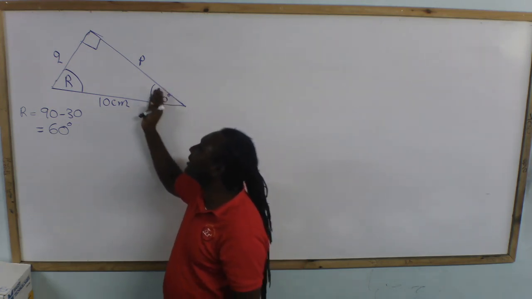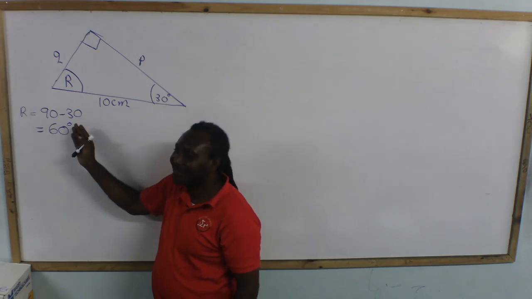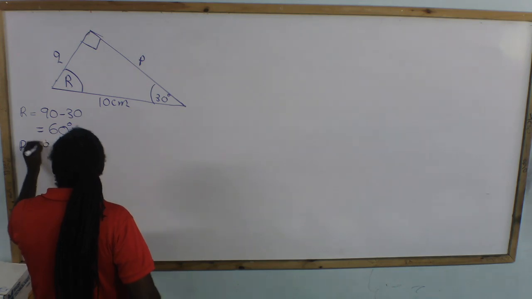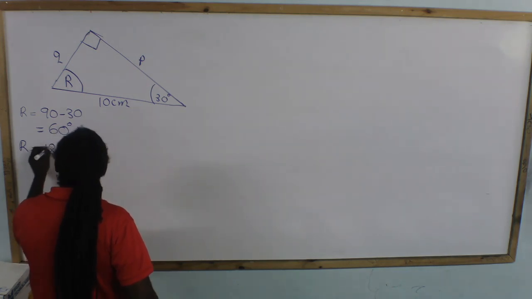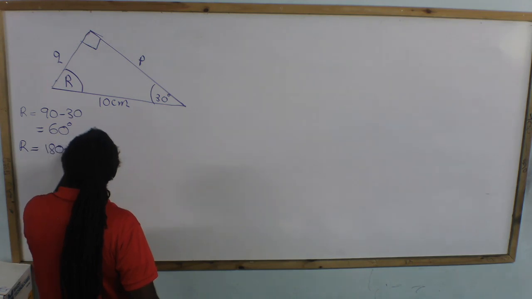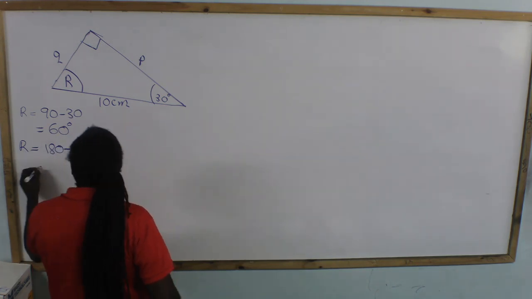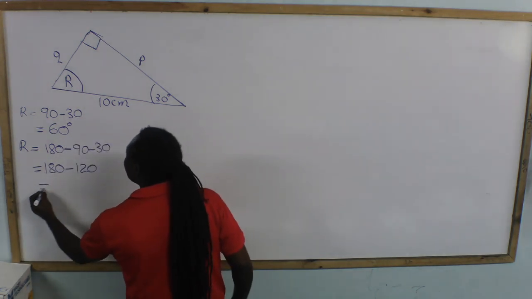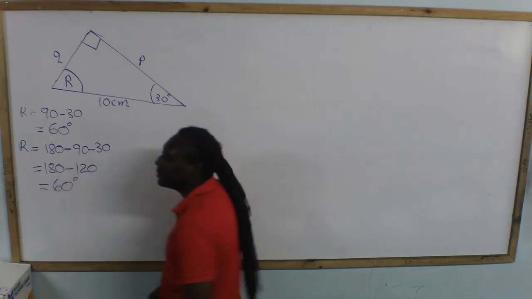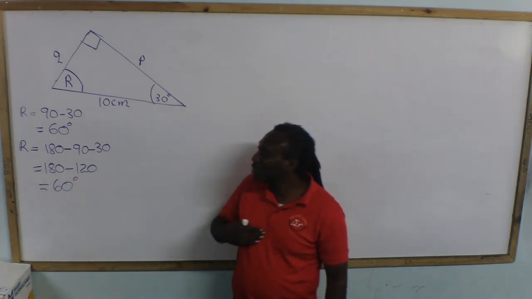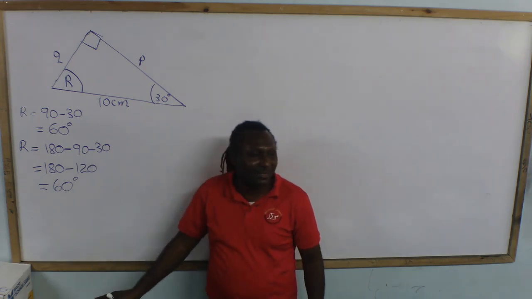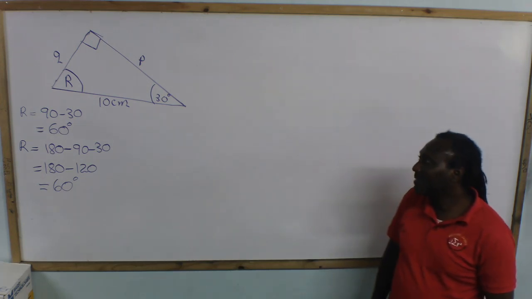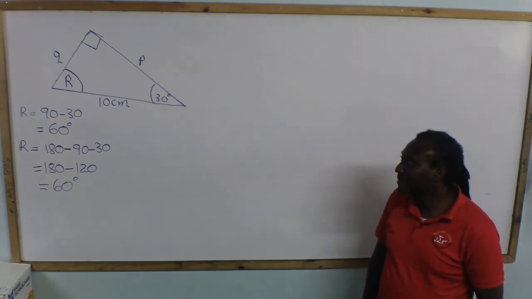In that case, you will have to subtract the 90 and the 30, and then you will get R is equal to 180 minus 90 minus 30. So that's going to be 180 minus 120, which is equal to 60 degrees. That's what you mean, right? Or what you could do is add these together and subtract it, right? Any way you prefer.